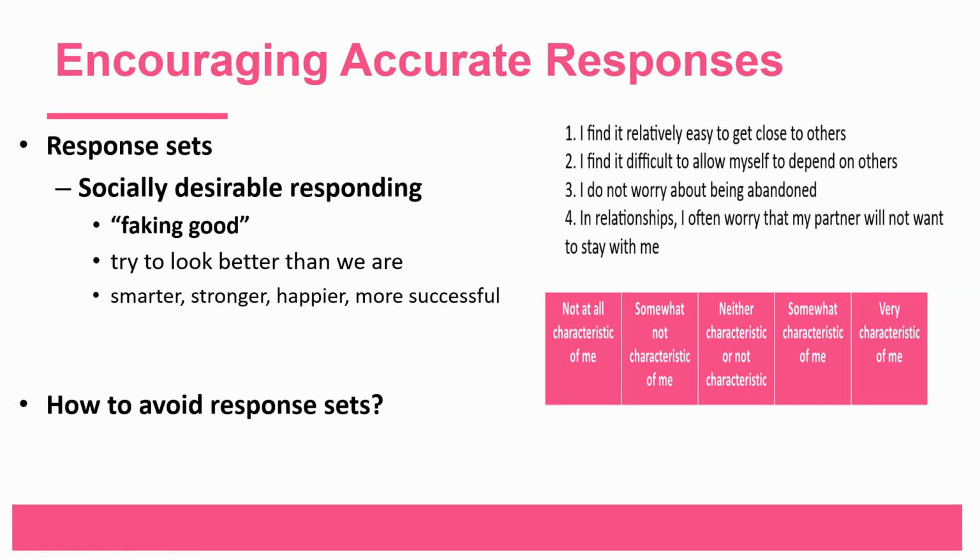And so if somebody was faking good with this scale, they might say, I find it relatively easy to get close to others. Well, that's very characteristic of me. Or I find it difficult to allow myself to depend on others. Well, that's not at all characteristic of me. But they're really trying to look better than they actually are. So it is a problem because they are not responding in the way that is accurate and authentic and honest for how they really feel.